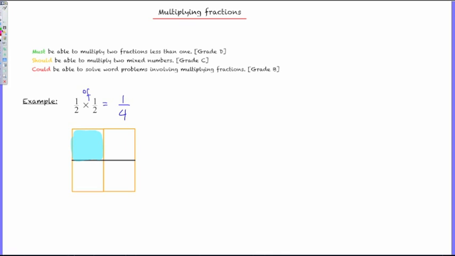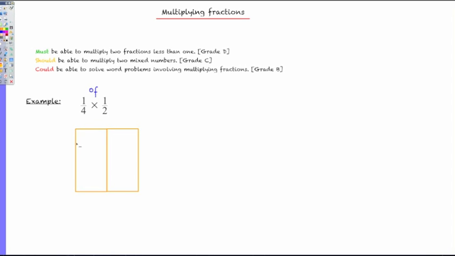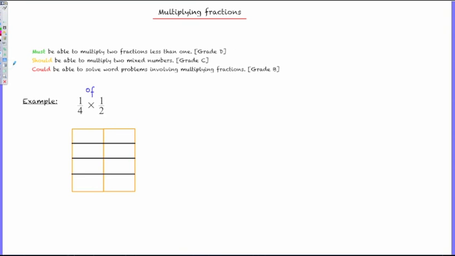Let's have a look at the next example. So again, multiply means of. So I only want a quarter of my half. So I've got my halves already, but I want only a quarter of it. So I'm going to split that half into 4. Okay, but I'm going to go all the way across. 1/4 of the half, so I just want this half here, and I only want 1/4 of it. So it's only going to be one of these boxes. Okay, so that's 1 out of a total of 8 parts. Okay, so a quarter times by a half is going to be 1/8.